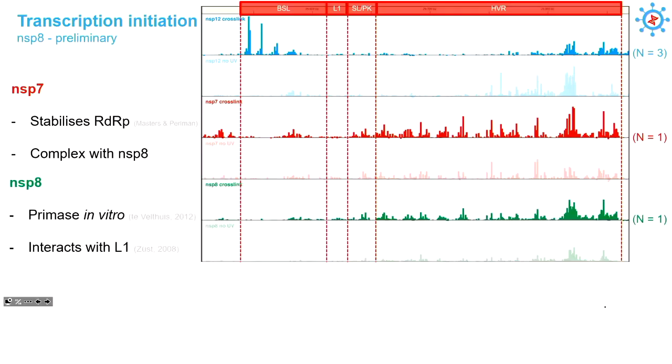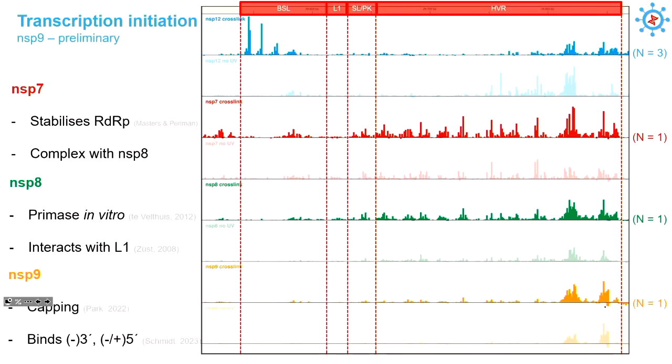An NSP8, which is a primase in vitro, interacts directly with the L1 region. We can also see that it's in the hypervariable region and also a bit of signal in the L1 region, which is reassuring. And finally, an NSP9 that's involved in capping and binds both ends of the genome during replication. And yeah, this is being very optimistic, but it seems that we can also find an NSP9 in this region.